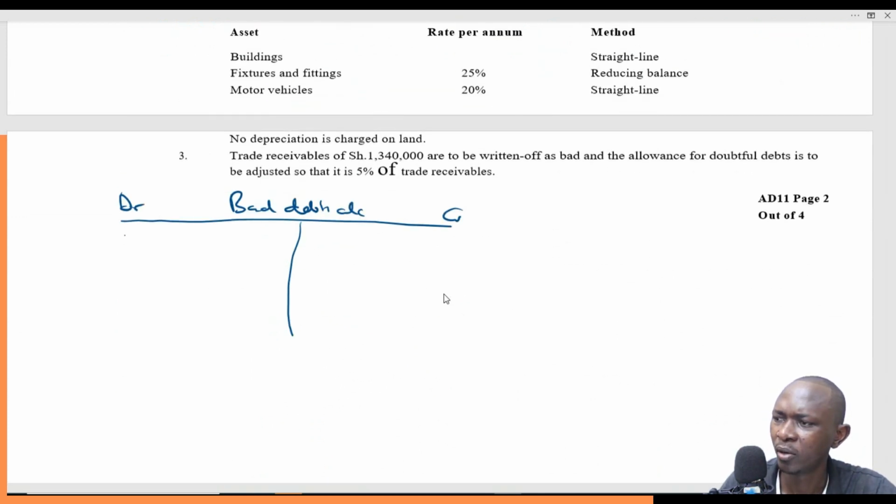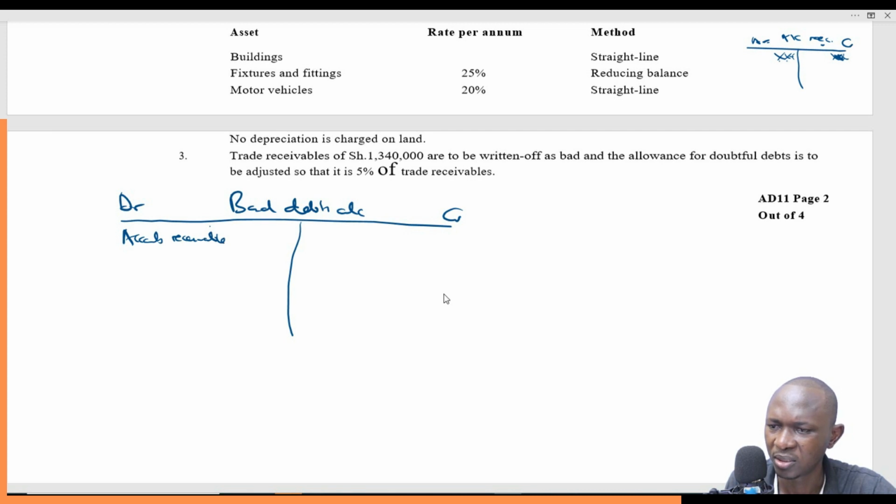Remember, the two accounts that are affected are going to be bad debts and accounts receivable. So we have accounts receivable, debit and credit. Here we have the debtors amount. Bad debt is supposed to reduce the debtors. So we are going to credit the debtors account and debit the bad debt account. So here we'll say accounts receivable. How much? The amount is 1340.